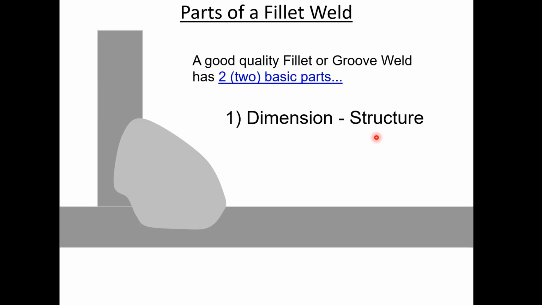Now, the structure of a weld represents, of course, different shapes and sizes inside the weld. We're going to identify those very soon. There's actually a whole bunch of terms I want you to know that go all around this. And the second part of a weld, the two basic, fundamental things, is the penetration.